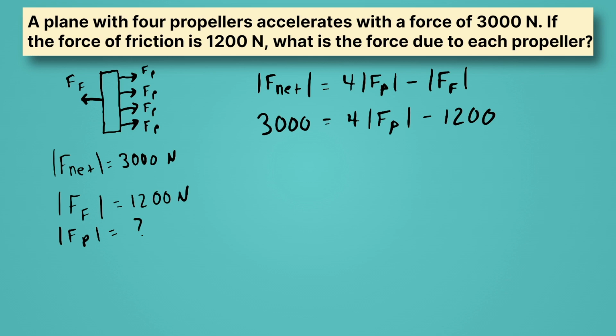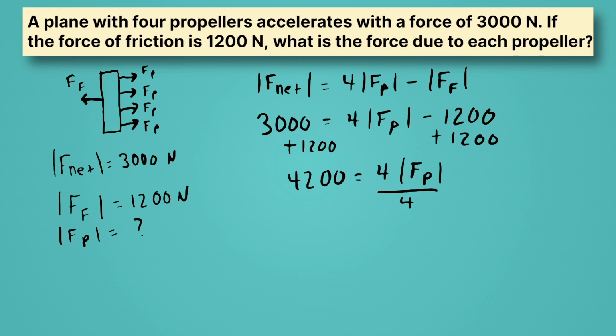Okay, now we're going to add 1,200 to both sides to go ahead and get the force of propeller by itself, and we'll get 4,200 equals 4 times the force of our propeller. Last step of algebra to get it by itself is we're going to divide both sides by 4, and the 4's are going to cancel out, and we'll get that the force of our propeller is equal to 4,200 divided by 4, and that's 1050 newtons.